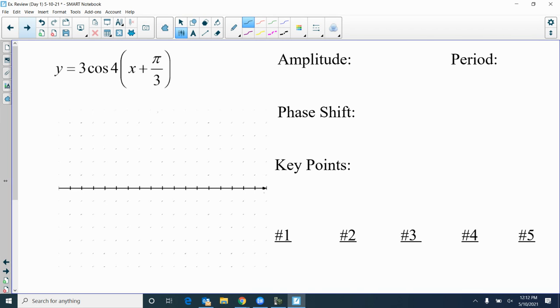All right, amplitude is going to be 3. Period. All right, as we take a look at that one, Mason, how do we get the period? 2 pi divided by 4. Okay, pi over 2. 2 pi divided by 4. Pi over 2 is correct. Phase shift. All right, Dominic, what's going on with my phase shift? Left pi over 3. All right, left pi over 3.